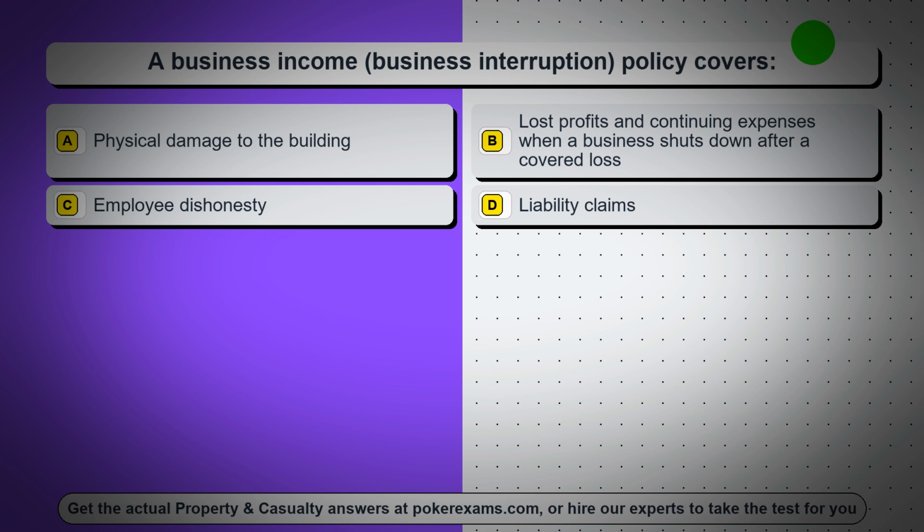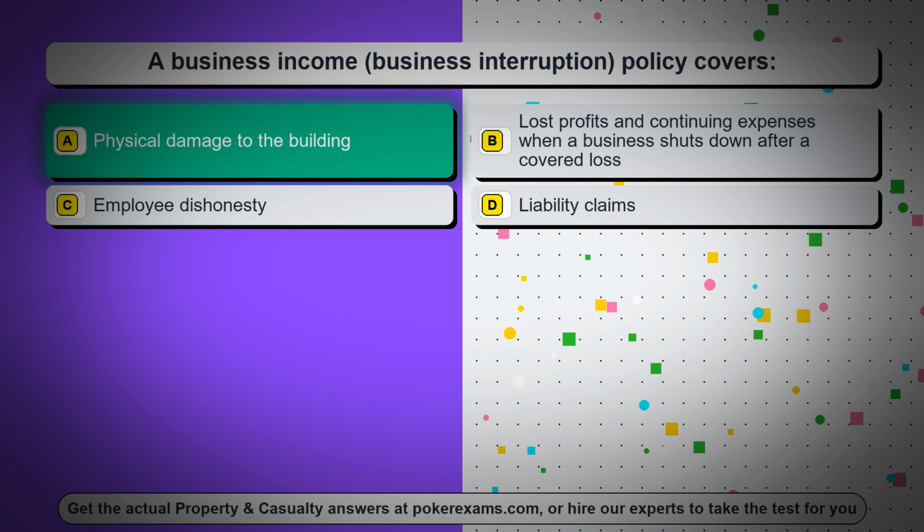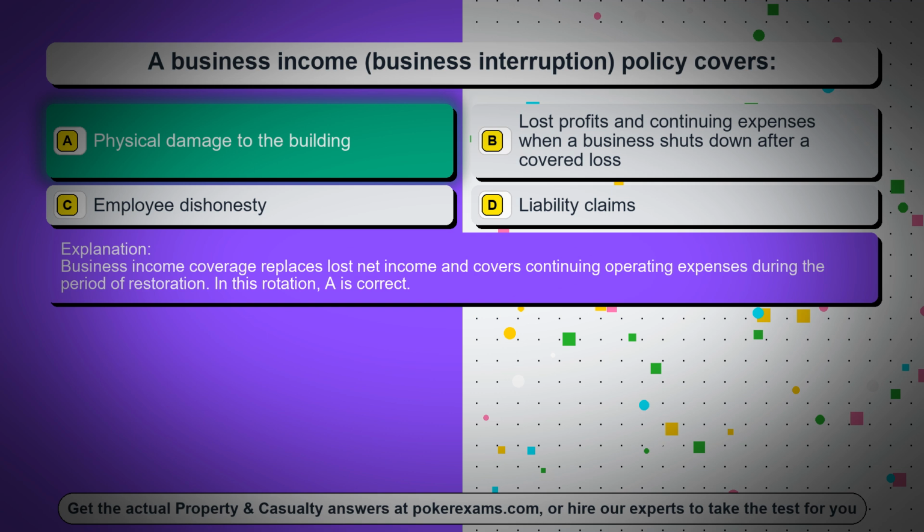Question 52. A business income, business interruption, policy covers. Option A, physical damage to the building. Option B, lost profits and continuing expenses when a business shuts down after a covered loss. Option C, employee dishonesty. Option D, liability claims. The correct answer is option A, physical damage to the building. Business income coverage replaces lost net income and covers continuing operating expenses during the period of restoration. In this rotation, A is correct.